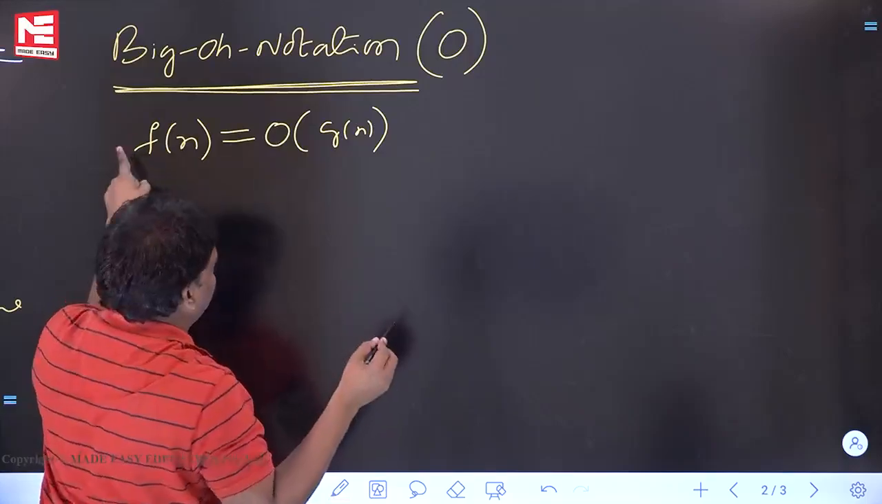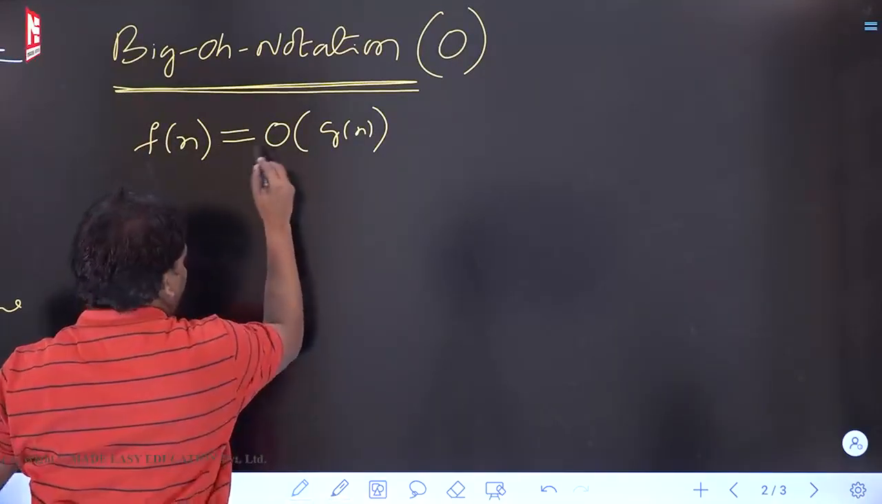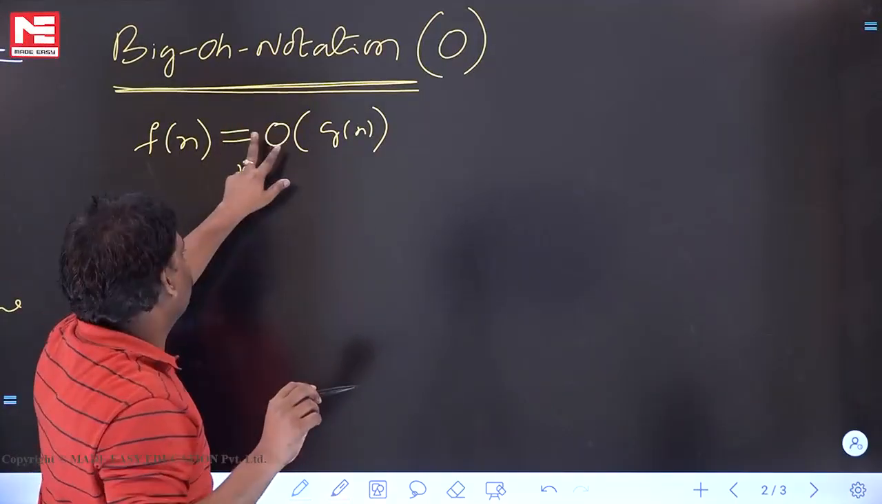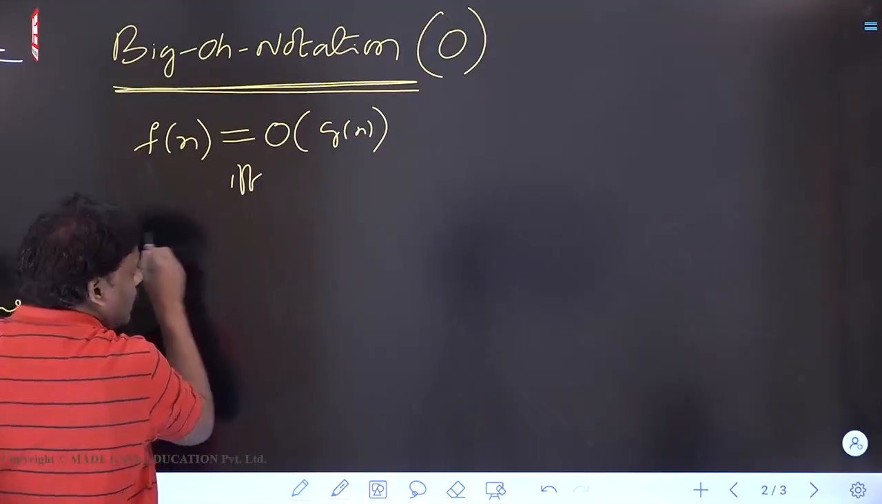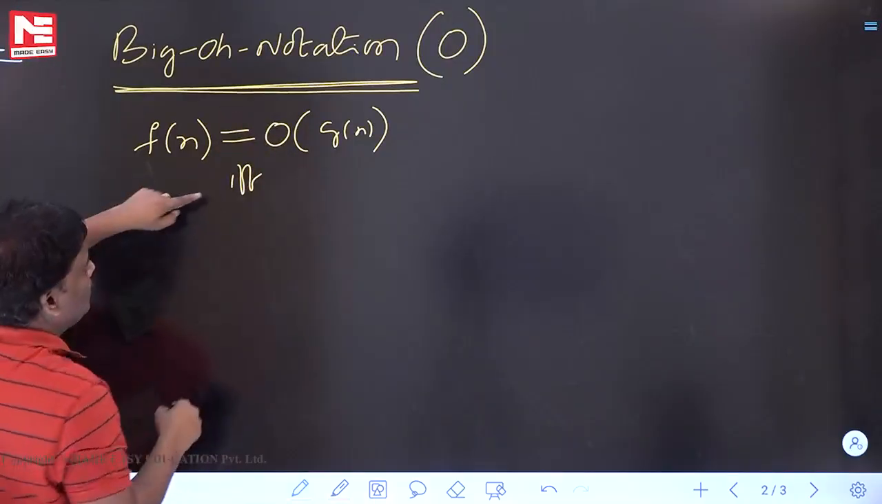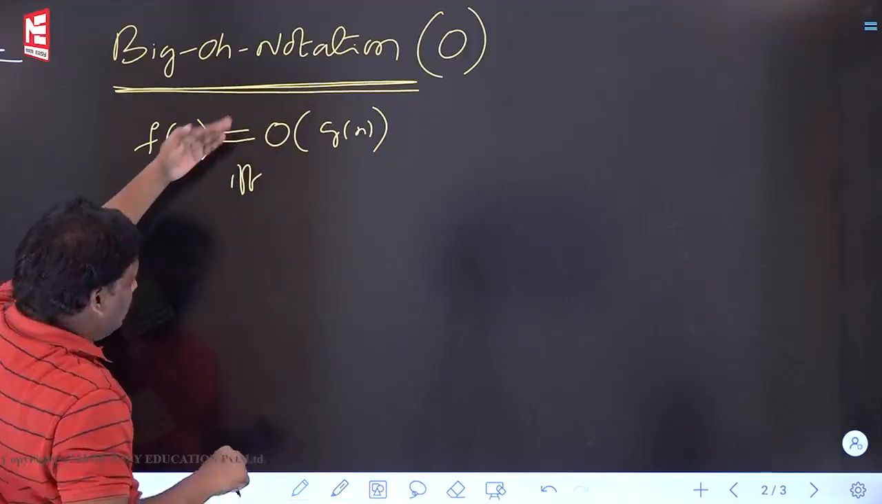If you want to say this between these two functions, then it is possible if and only if a condition is satisfied. What is the meaning? One condition should be satisfied. If that condition is satisfied, you can say it in both directions. That is the meaning of if and only if.